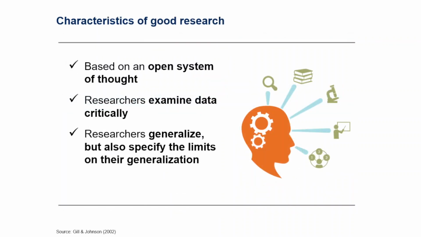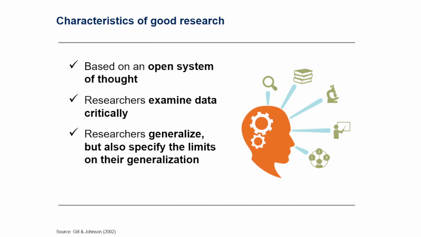Now, what are characteristics of good research? And touching on what I just said about understanding what we don't know and understanding that we don't know something, research is based on an open system of thought. Meaning that when we go into a research project as a researcher, we should be open-minded about the outcome of the research.